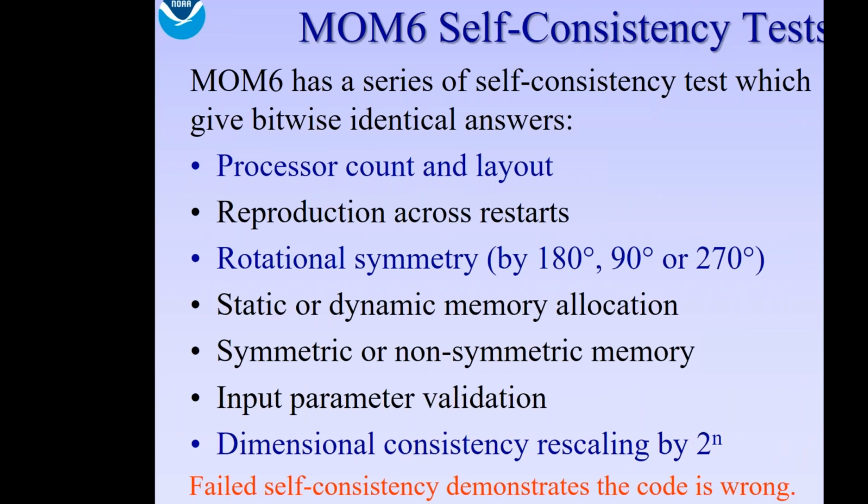At the same time, MOM6 has a whole set of self-consistency tests. And for each one of these, you have to get bitwise identical answers. In other words, they are either right or they are wrong. There's no maybe about it. And some of these are common to many other models. For instance, all of GFDL's models for years now have made sure that they reproduce across processor count and layout, that they reproduce across restarts.